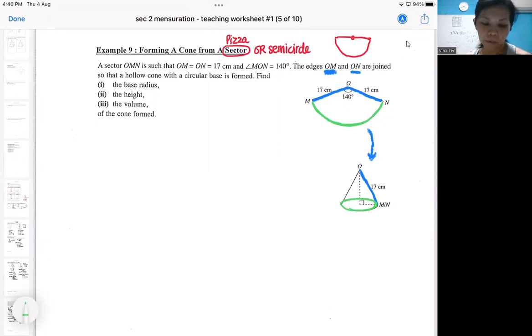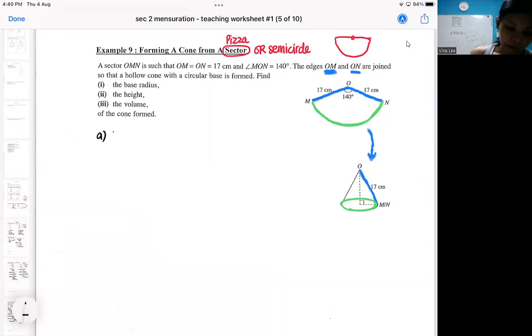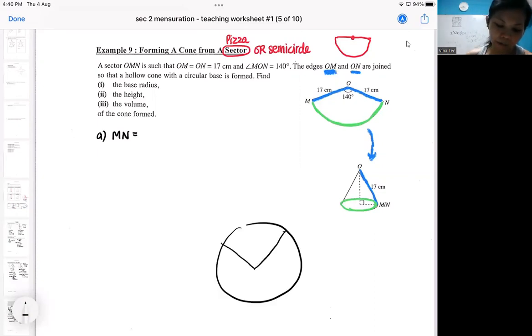Okay, so from here, I'm supposed to find the base radius. Some of you may have some issue with the calculation of this partial circumference. What do I mean by this partial circumference? This one is part of a full circumference, like a circle, but it's only part of it. So what is the fraction? The fraction is based on the 140 degrees.